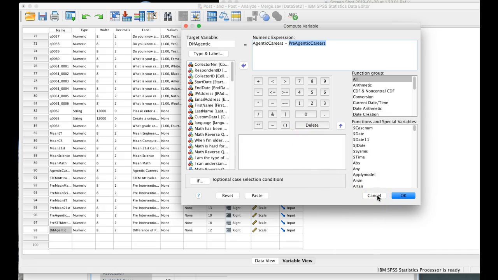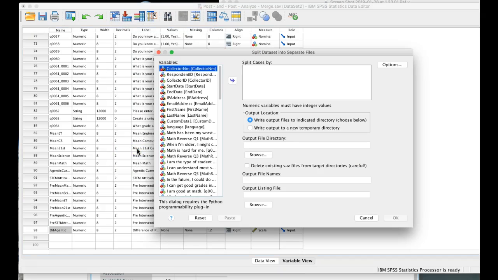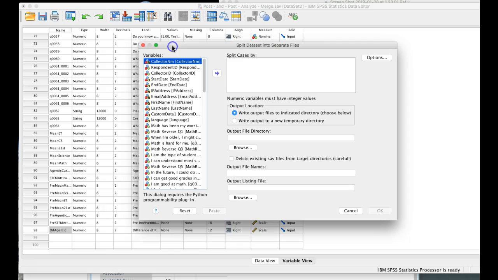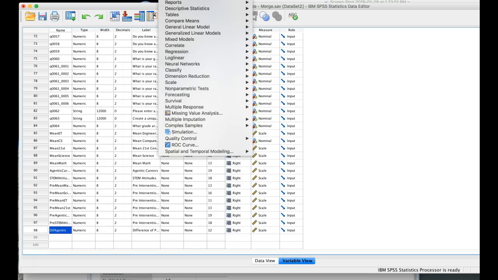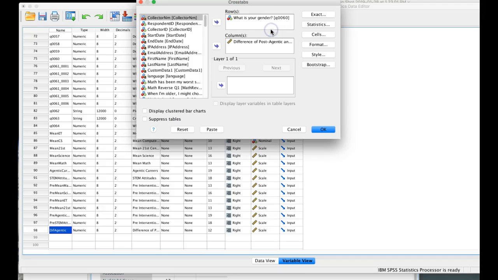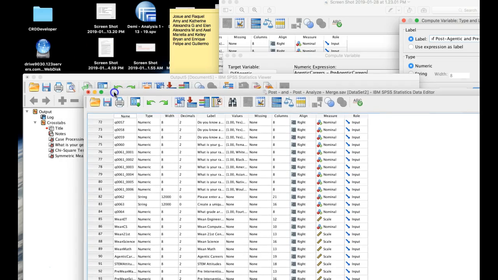Also, I did a data split, and I did the split by gender. So it was already set by gender. Then I did an analyze, and I did a descriptive statistics crosstabs. I did a crosstabs on what is your gender and the diff variable. Okay, so I already ran this, so what I'm going to do is show you my output.